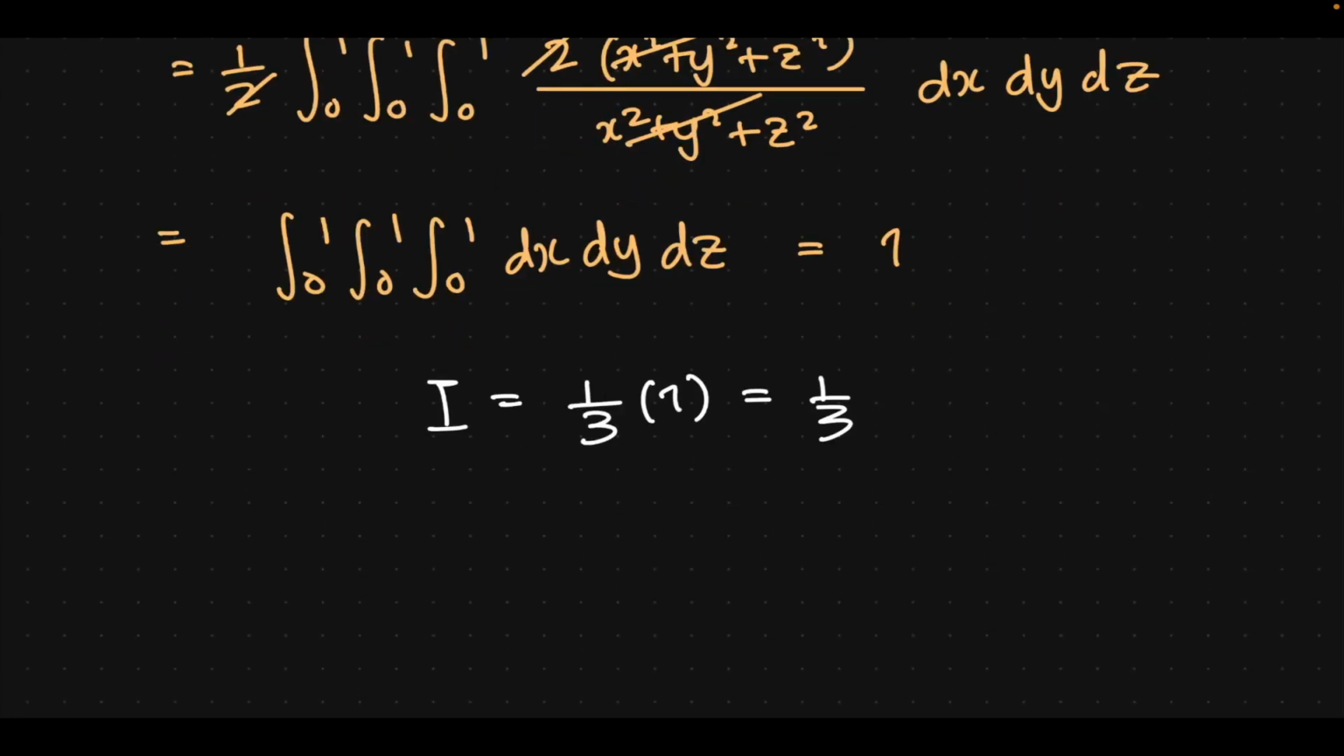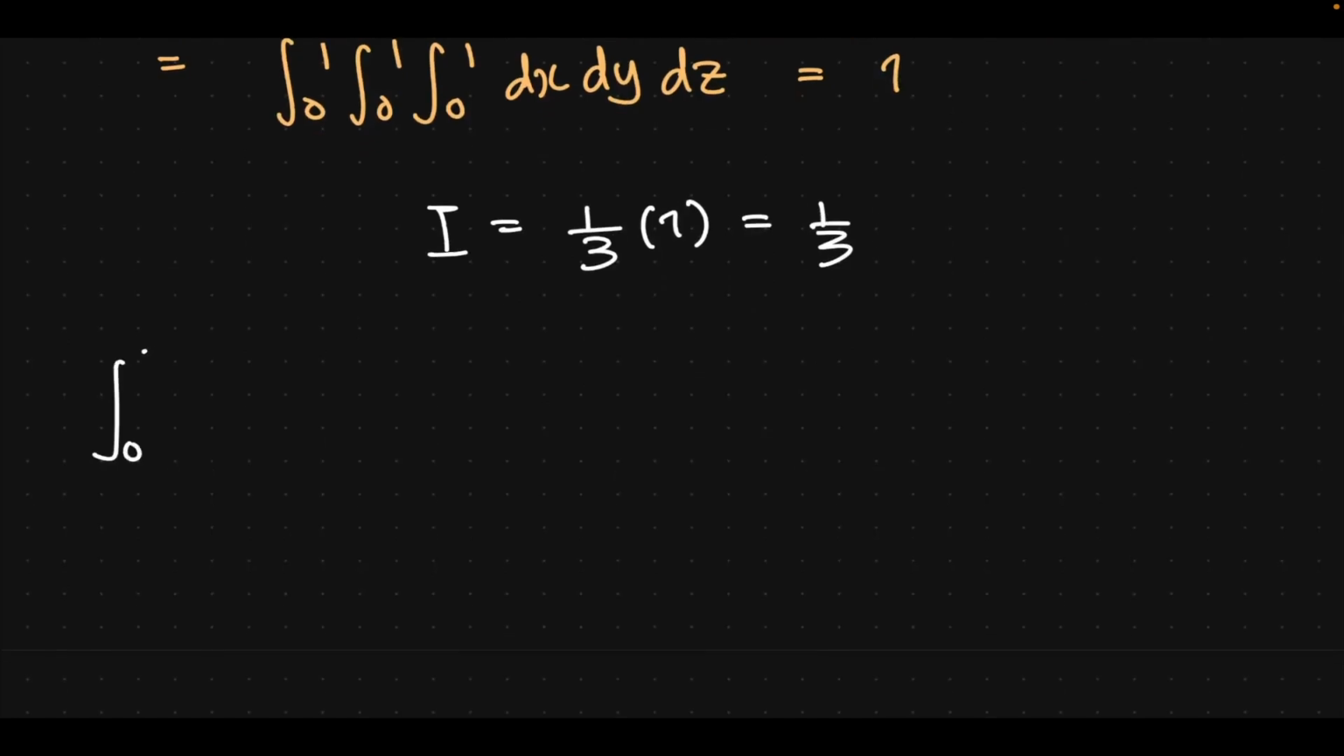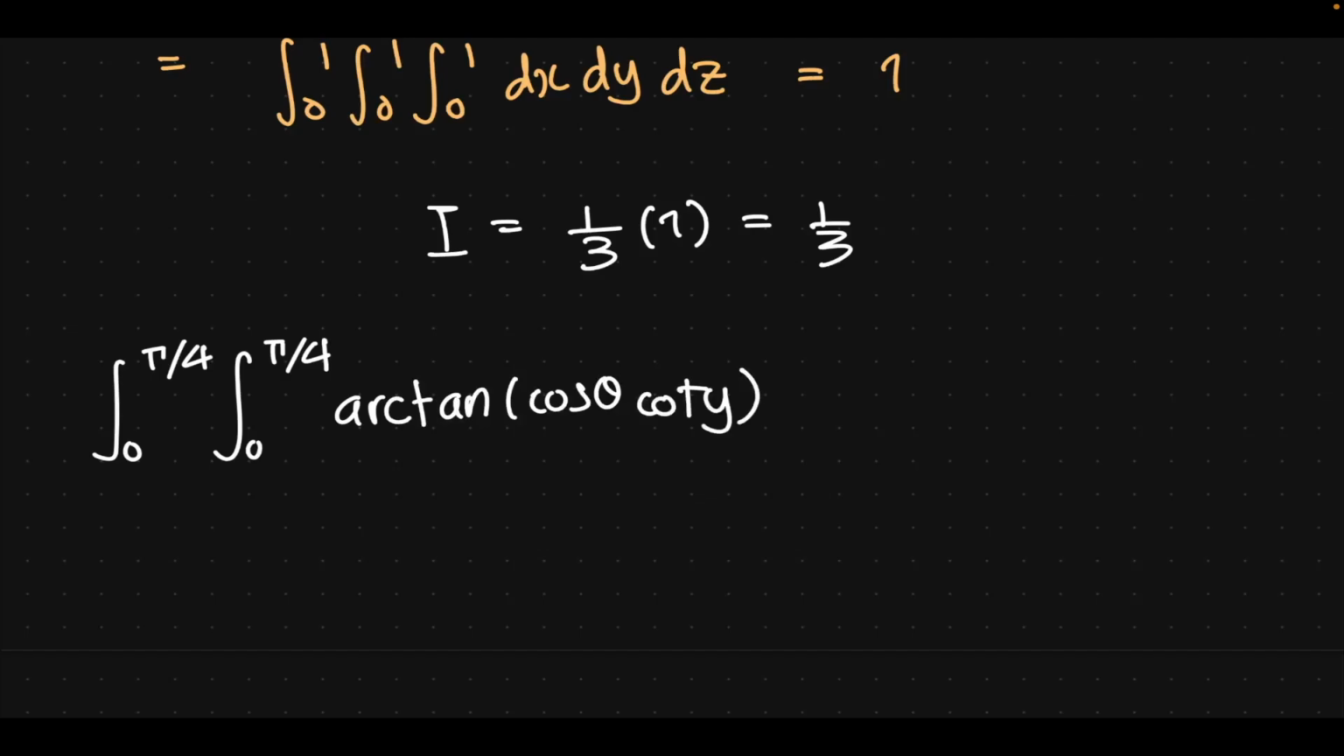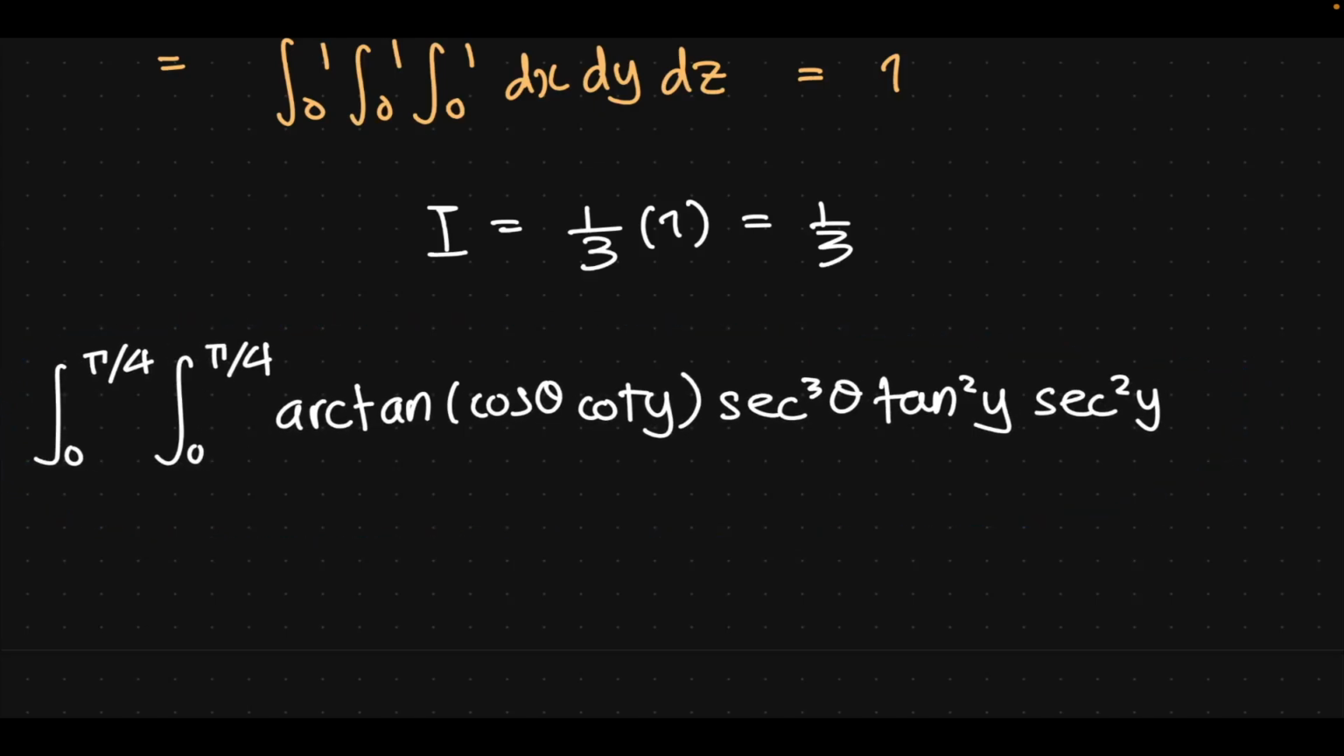And to write everything down finally, integral 0 to pi over 4, 0 to pi over 4 of arctan of cosine theta cotangent y, secant cubed theta, tan squared theta, secant squared y, dy d theta is just 1/3.